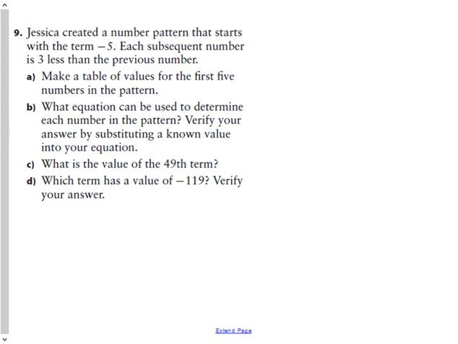Jessica created a number pattern that starts with the term -5. So I'm going to put -5 and a comma. Each subsequent number is 3 less than the previous number. So 3 less than -5 would be -8, and then -11. Make a table for the first 5 numbers in the pattern. Well, actually, I have to go to the first 5 numbers. So I'll go -11, -14, and -17. Those are the first 5 numbers in the pattern.